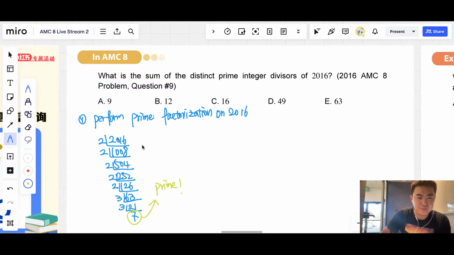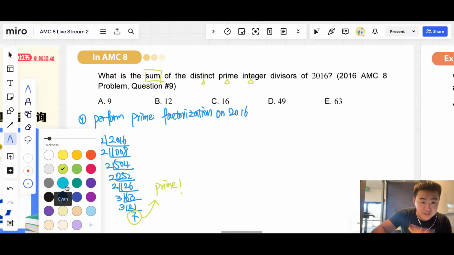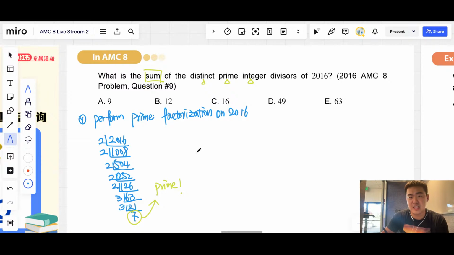Good. So let's get back to the problem. What is the sum of all the distinct? You see the word distinct again, okay? So if a number appears several times, it only counts as 1, okay? Only counts on 1 appearance. It doesn't matter how many times it reappears. So let's identify what is the first distinct prime factor in our factorization procedure. It should be 2, right?